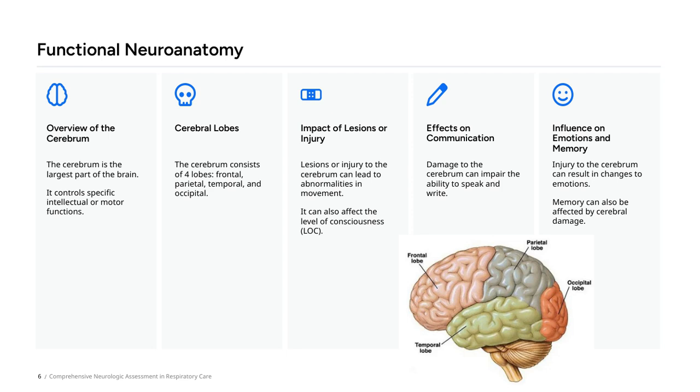Now, looking at the structure of the cerebrum, it's made up of 4 lobes: the frontal, parietal, temporal, and occipital lobes. Each of these lobes has specialized functions, contributing to our overall cognitive and motor abilities. The cerebrum is the largest part of the brain, and it plays a crucial role in controlling specific intellectual tasks and motor functions. Understanding its anatomy and functions helps us grasp how injuries can lead to various neurological deficits, which is essential in providing comprehensive neurologic assessments, especially in respiratory care.